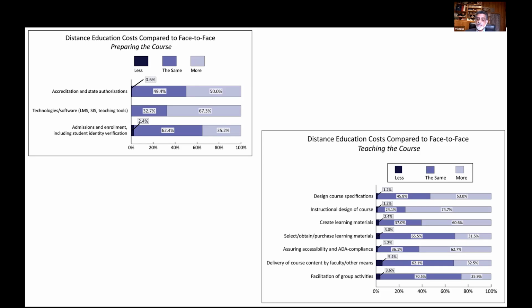If you look at the costs of face-to-face versus distance education in terms of teaching the course, you'll find that designing course specifications is more expensive online. Instructional design, as I mentioned before, because of all those factors, is also more expensive. Learning materials, because we now have the ability to use more learning materials and make it a more immersive learning by actual active learning, could become more expensive for us. And accessibility and ADA compliance is definitely more expensive, at least at this point in time.